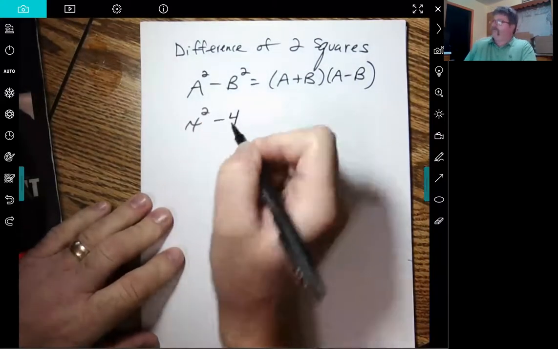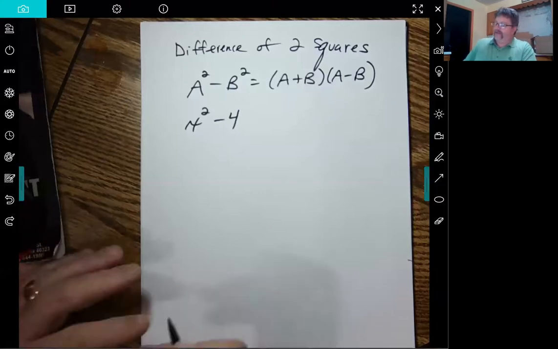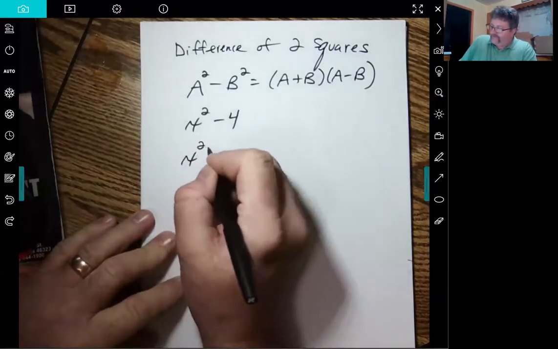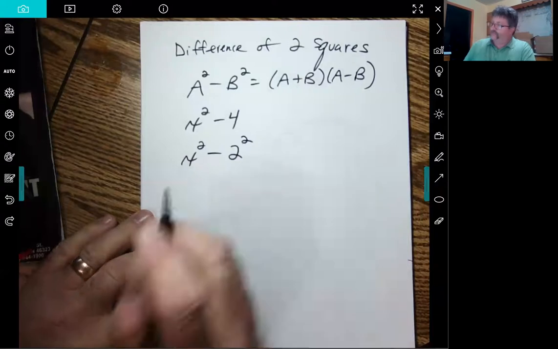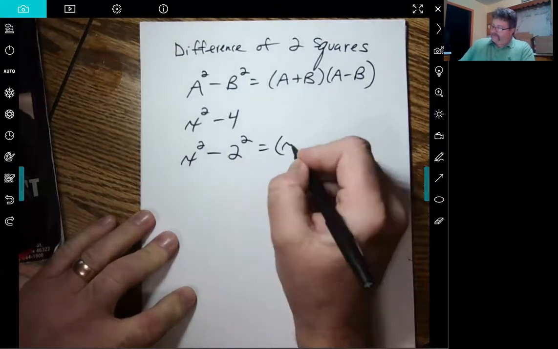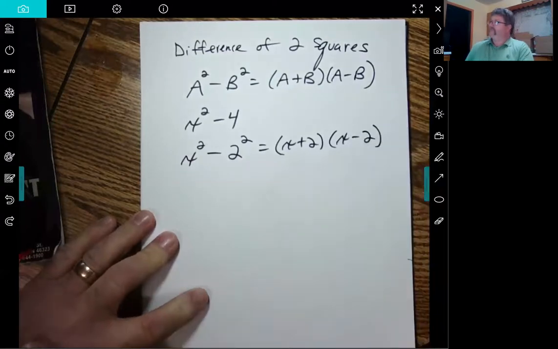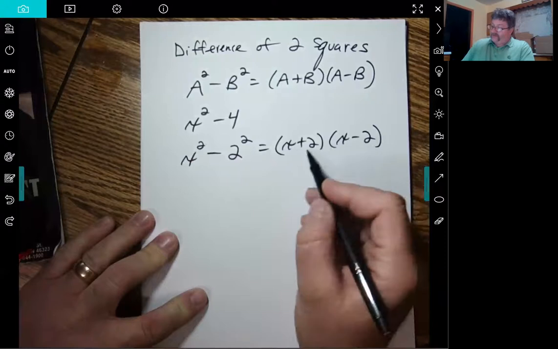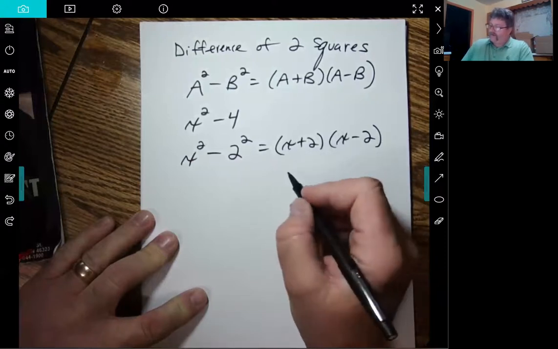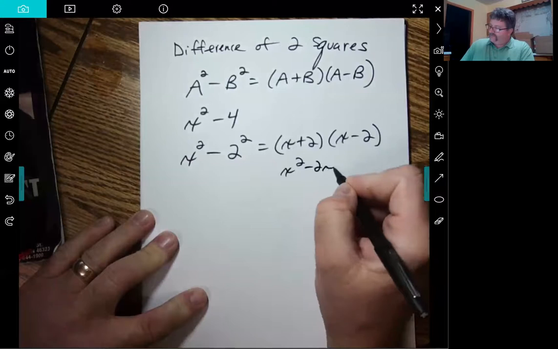X squared minus 4. Now you say, well, that's not something squared minus something squared, but it really is, right? Because 4 can be represented as 2 squared. So there's my a and my b. It's just going to be x plus 2 times x minus 2. And if we FOIL this thing out, this is now a FOIL problem, right? X times x is x squared. X times negative 2 is negative 2x.